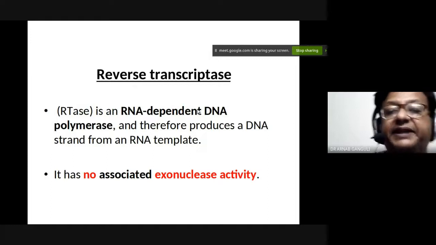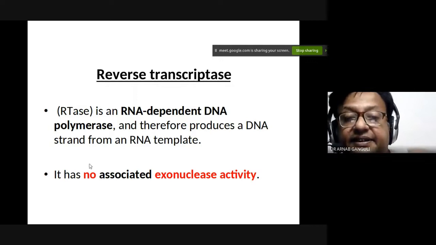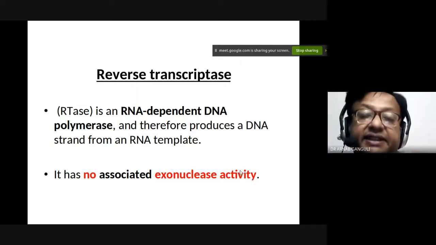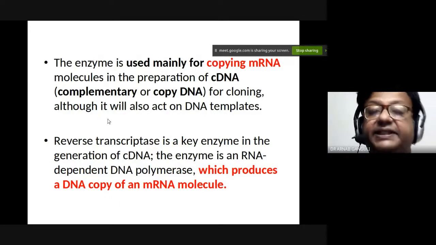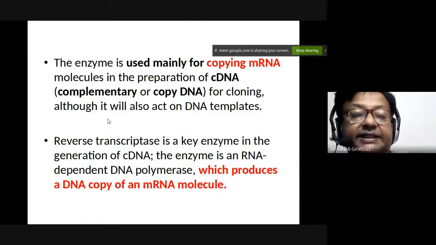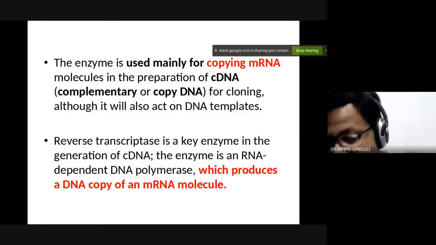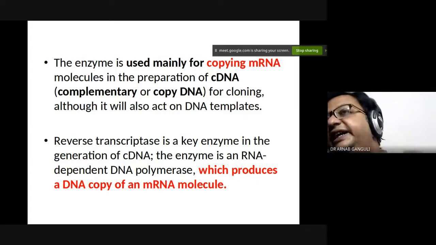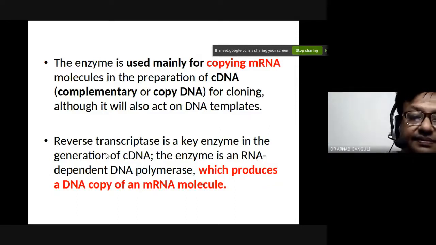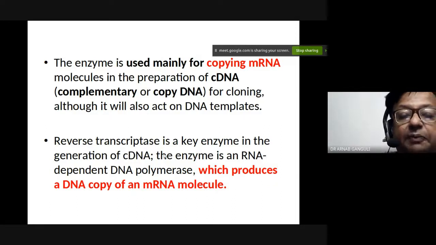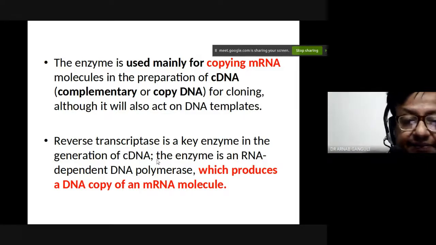Then reverse transcriptase. This will convert RNA into DNA, that is known as cDNA. It has no exonuclease activity. Basically, it is used in RT-PCR. From RNA, messenger RNA, you make cDNA using reverse transcriptase. From RNA, you make DNA. And on cDNA, you can do PCR. You can generate cDNA, complementary DNA. This DNA is made complementary to the RNA.